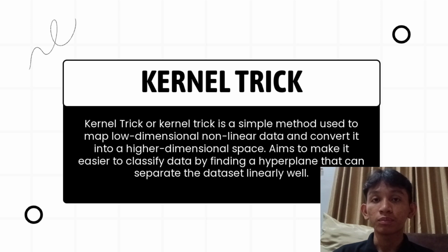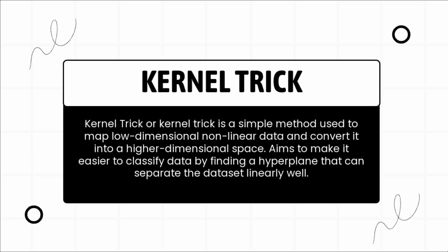Kernel trick is a simple method used to map low-dimensional nonlinear data and convert it into a higher dimensional space. It aims to make it easier to classify data by finding a hyperplane that can separate the dataset linearly well.